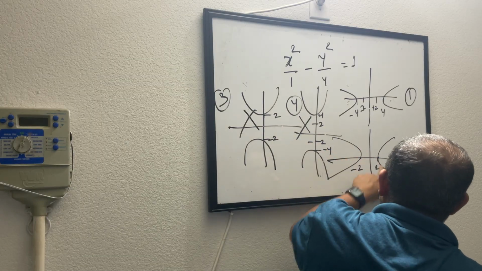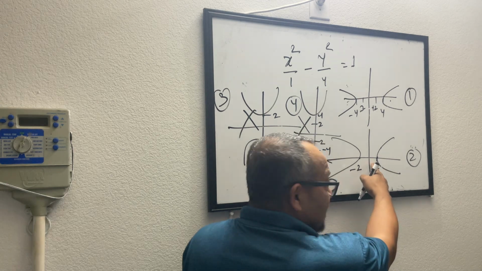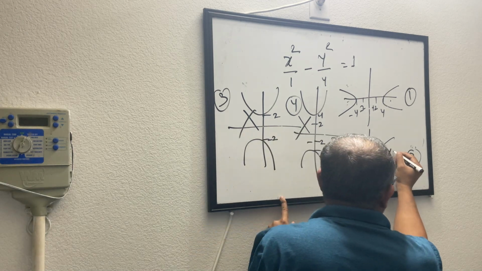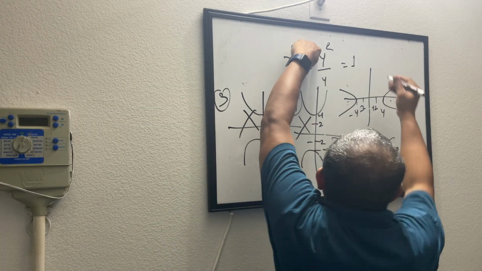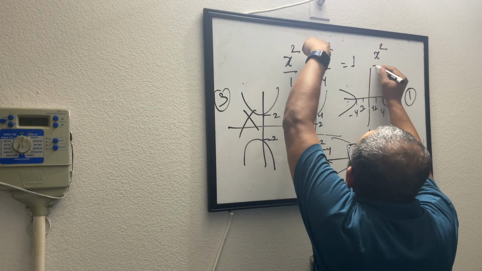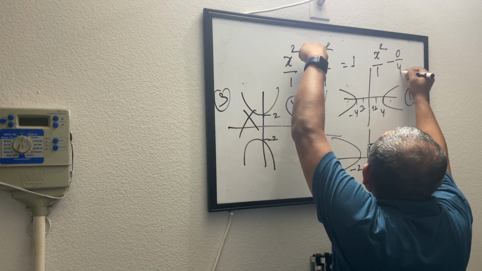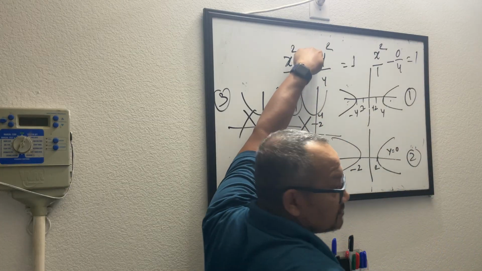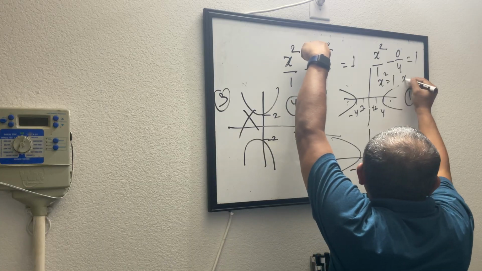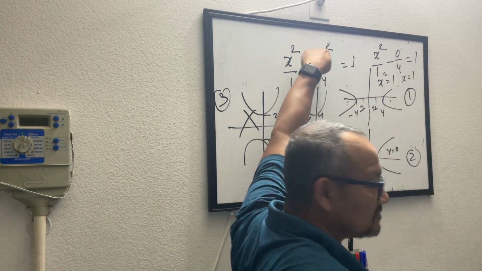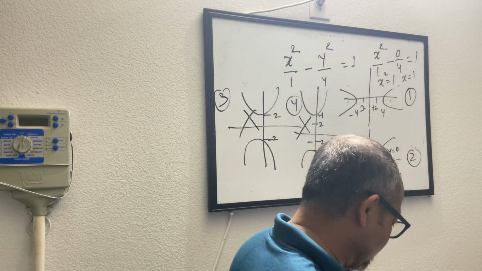Let's look at one other point. What happens if I put here on this point? Here my y value is 0. If I put y equal to 0, what happens? x squared by 1 minus 0 by 4 equal to 1. So x squared by 1 equals 1, so x squared equals 1. Wait a second. x equals 1. That means one of the roots. So that means it's none of them. Let me check if this was 1 or 2. So it's none of them.